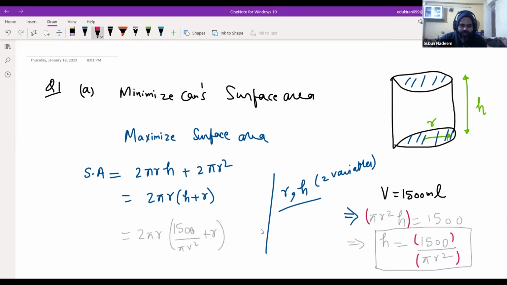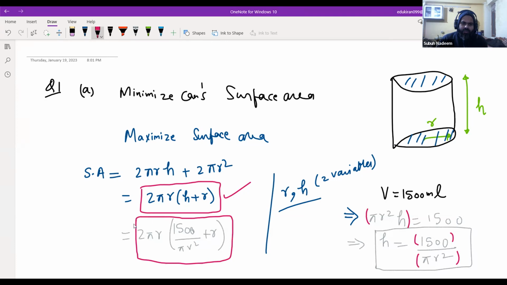So when we substitute this height in this surface area formula, this will be 2 pi R into 1500 by pi R square plus 2 pi R square. What is the benefit is that earlier there were two variables. Now there is only one variable, which is R. H you have substituted in terms of R.